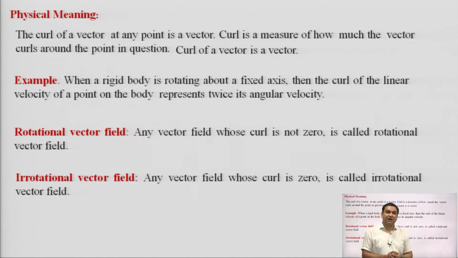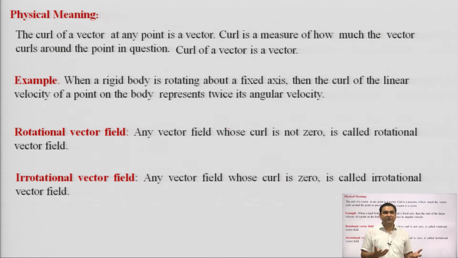This is the curl of a vector at any point, it is a vector because it is a curl operation. Then obviously, when this cross product is there, the result will be in the form of a vector itself. So, curl is a measure of how much the vector curls around the point in question, and obviously the result is in the form of a vector quantity.